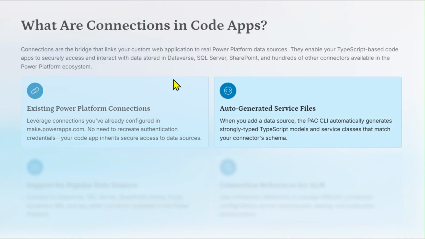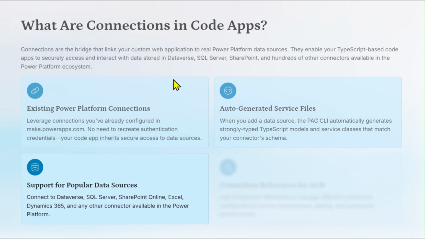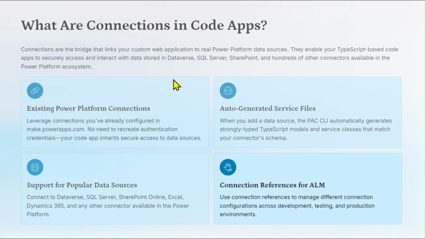And the coolest part here is that as soon as you add this connection to your code app by running a command, it will auto-generate two important files. So you don't need to write any API level coding here. Next, it supports all popular data sources that you can add here, and you can have the connection references for the ALM process.